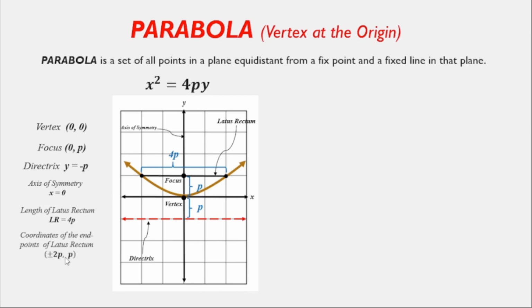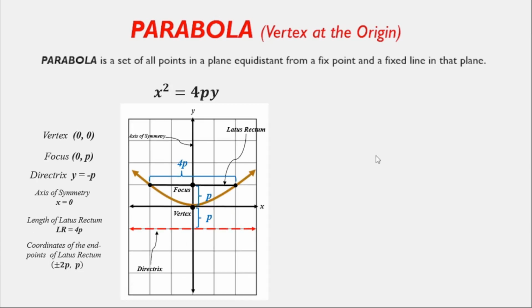For the coordinates of the ends of the latus rectum, look at the focus. The focus has a coordinate of 0 and p. To identify the coordinates of the ends of the latus rectum, the 0 here must be replaced by plus or minus 2p, so that we have the coordinates of the endpoints of the latus rectum, which is coordinate plus or minus 2p and p.